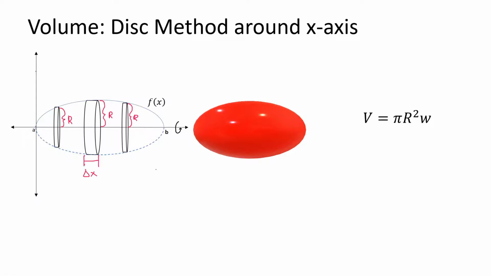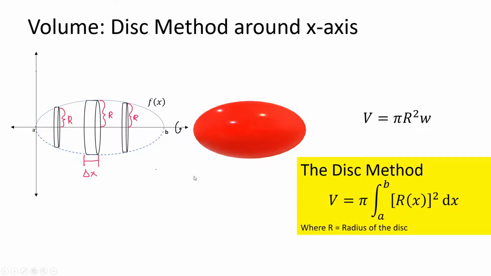So you have an infinite amount of these circles forming, which becomes the width of your shape. And if you convert this to the calculus term, volume will equal pi times the integral from a to b, r of x squared dx, where r is the radius of the disk. And this is how you calculate the volume of a solid, known as the disk method.